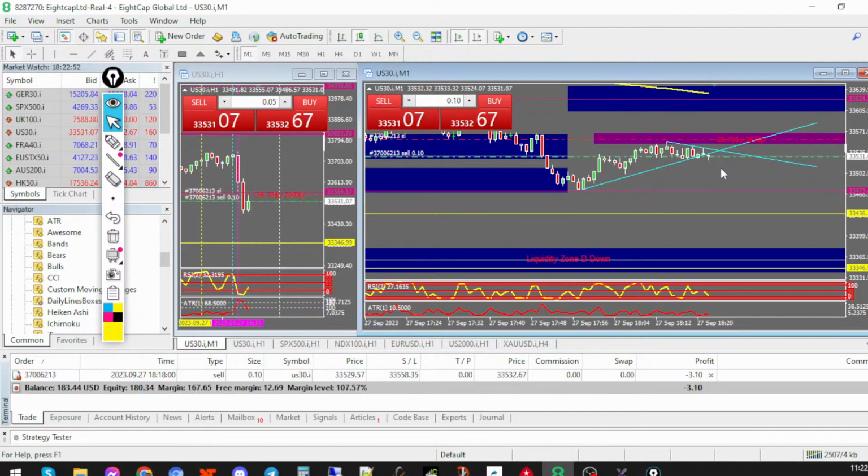So we're just going to wait, have patience and see what the price wants to do. Allow the market makers to make their move.